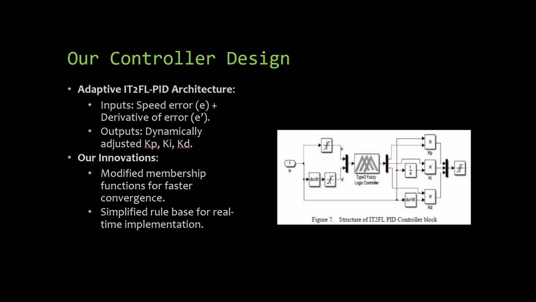For our control design, we have two inputs, the speed error and the derivative of the error, and the output is dynamically adjusted KP, KI, and KD. Our innovation is modifying the membership function for faster convergence and simplifying the rule base for real-time implementation.